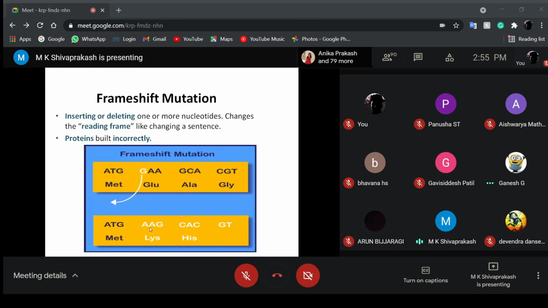In the frame shift mutation, because of either insertion or deletion of one or more nucleotides, whether they are removed or added, the reading frame during protein synthesis is altered.